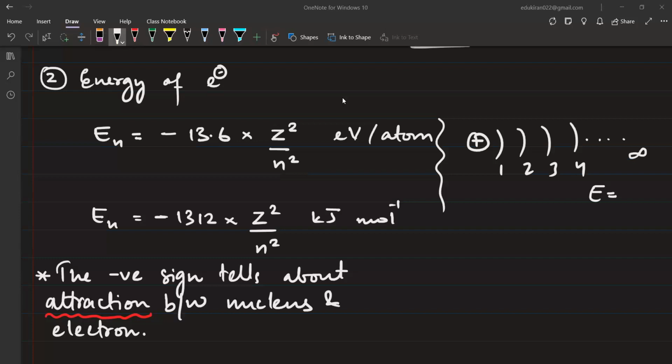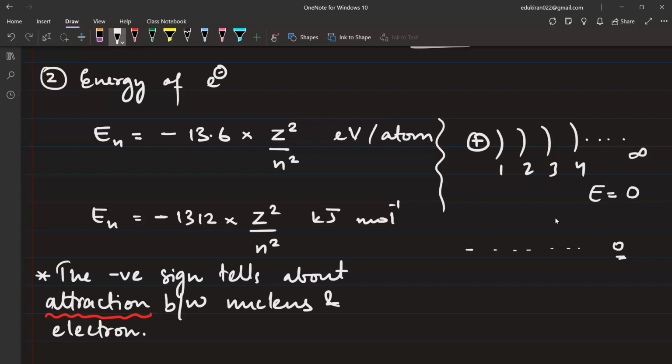If I'm very far, sir, it will be positive. No, no, think a little. If the electron is very far away from the nucleus, will there be any attraction? No, sir. Zero. If there is no attraction, then energy will be zero. It decreases, becoming negative 1 lakh, negative, negative, and then it will become zero.